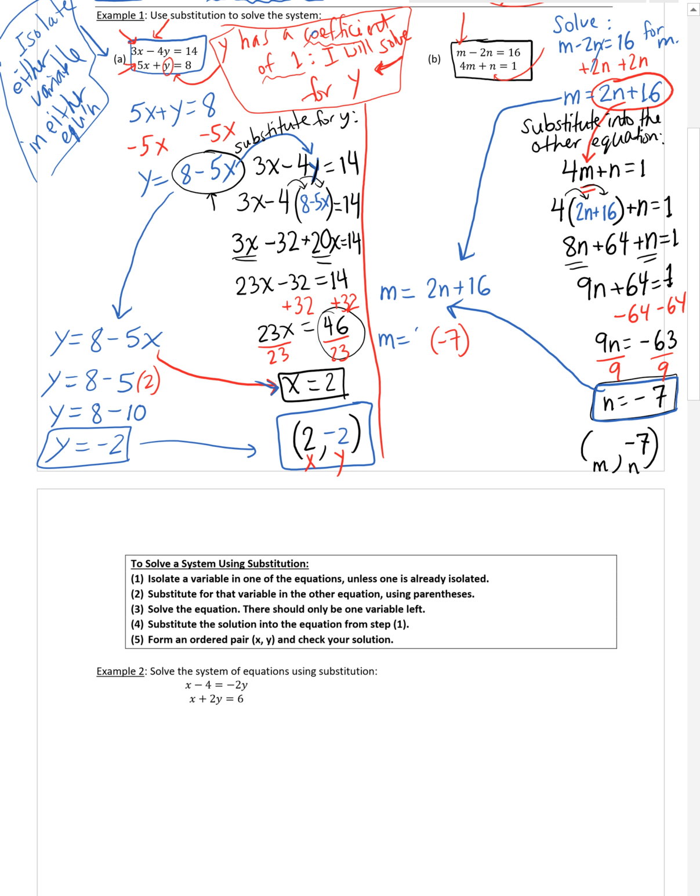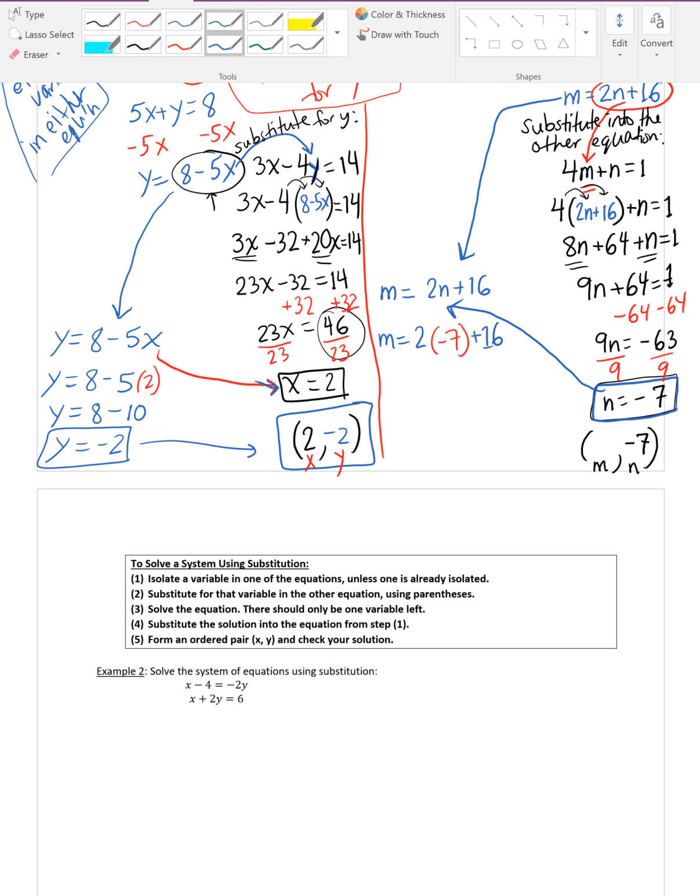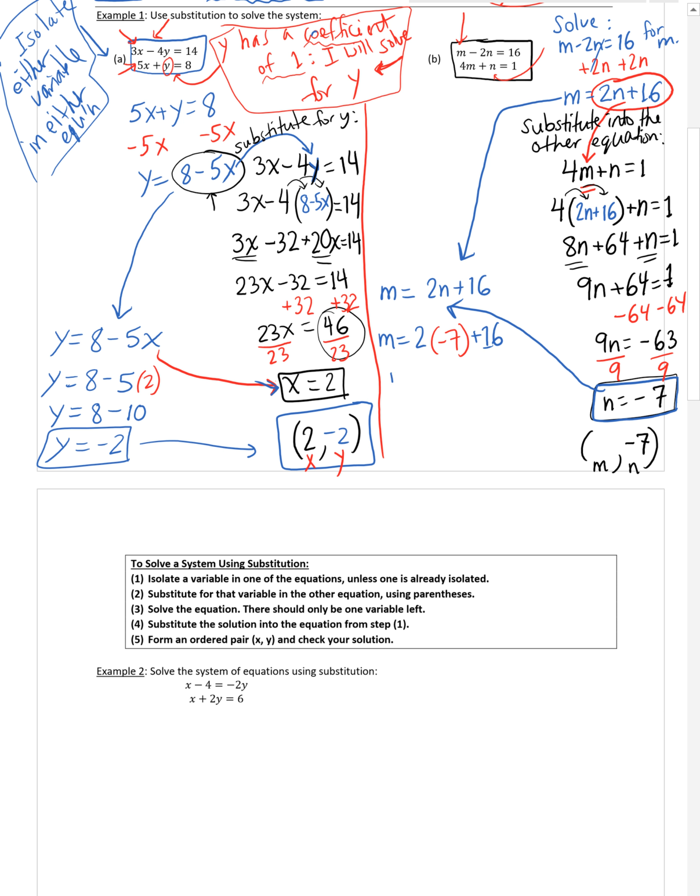So I'm going to go ahead and replace n in that equation. So negative 7 is going where n was. And now we've got m equals, okay, 2 times negative 7 is negative 14. And you're adding 16 to that. That means you're going to get 2 for your value of m. And now we're all done. There's our ordered pair, 2 comma negative 7.